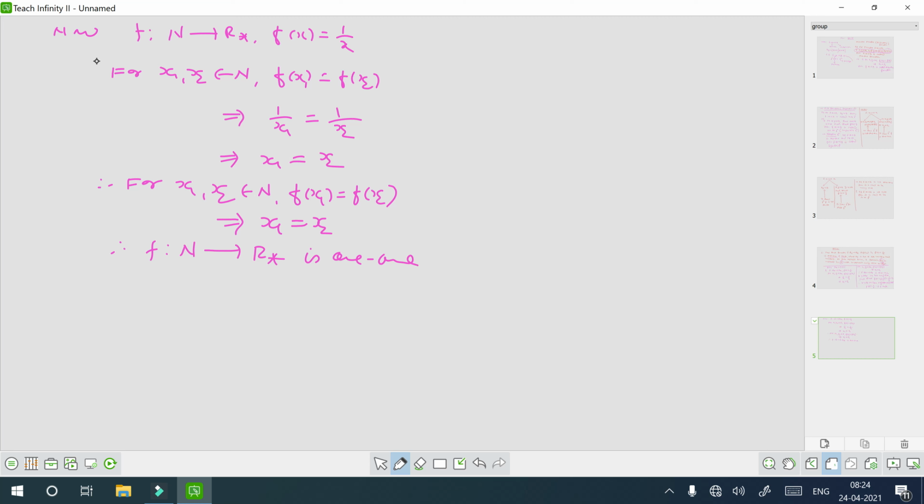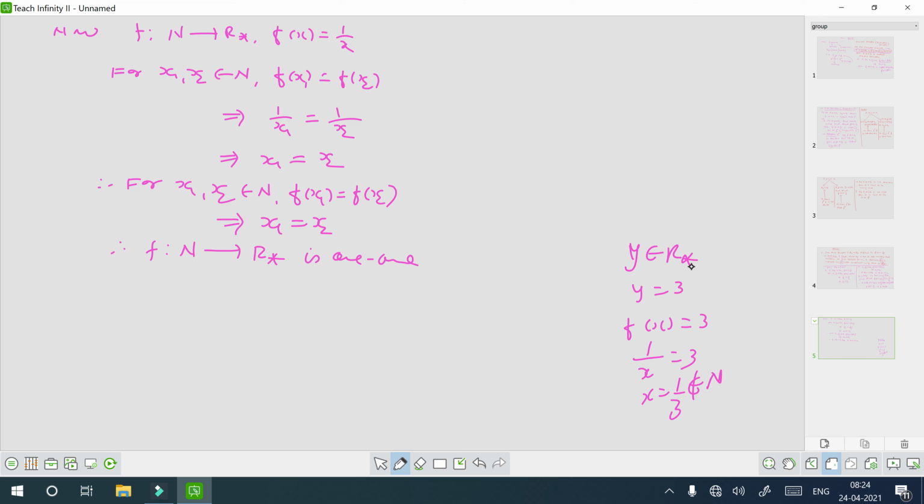Now for onto, we have to take y belongs to R star, a non-zero real number. Consider y is equal to 1 by 3, or y is equal to 3. Let us consider y is equal to 3. What we want to show? We want to find some x belongs to N such that f of x is equal to 3. So 1 upon x is equal to 3, so x is equal to 1 by 3, that is not in N.